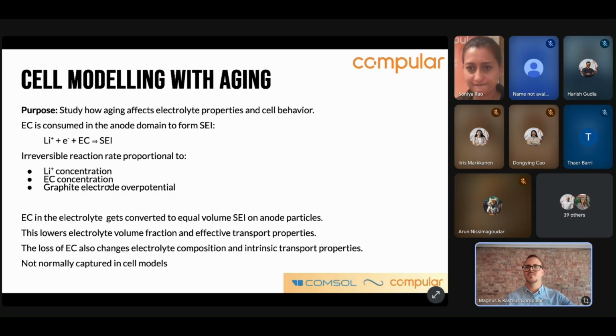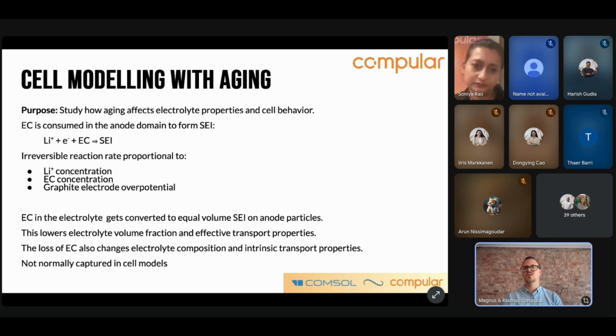Yes, so thank you. So we're moving on now to still P2D modeling, but in the context of cell aging. What I'm presenting here is another project that we did together with COMSOL, who unfortunately couldn't join today. The purpose is to study how aging affects the electrolyte properties, and then again how that affects the overall cell behavior. So in this study we used a simplified reaction model wherein EC is reacting to form an SEI layer in the presence of lithium.